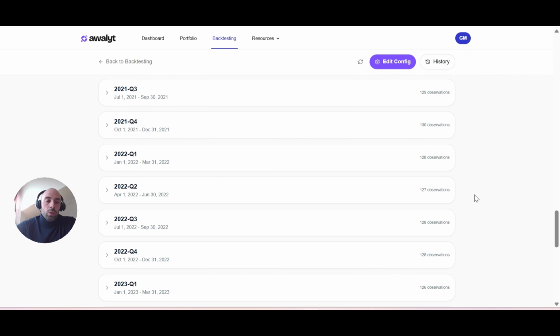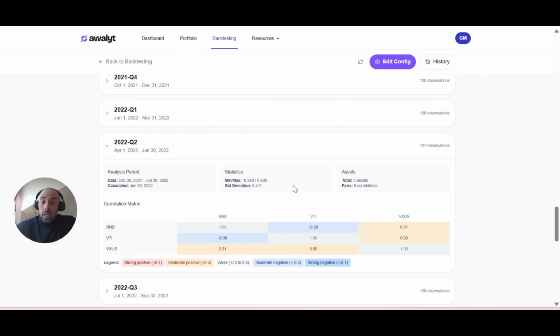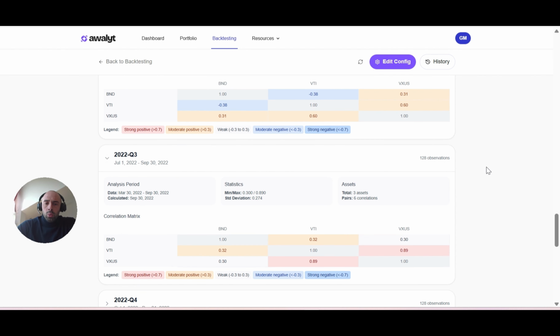For example, we know that historically bonds and the stock market go in opposite directions, which is good. And that's what happened, for example, in Q2 2022 with a correlation of minus 38. To give you an idea, when you have a correlation of -1, it means that the assets are going completely in the opposite direction, which is good for a portfolio, because if an asset drops, the other asset you want to go up.